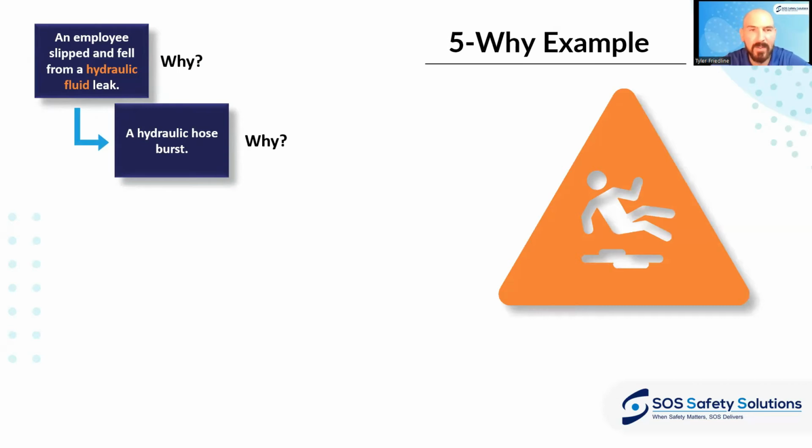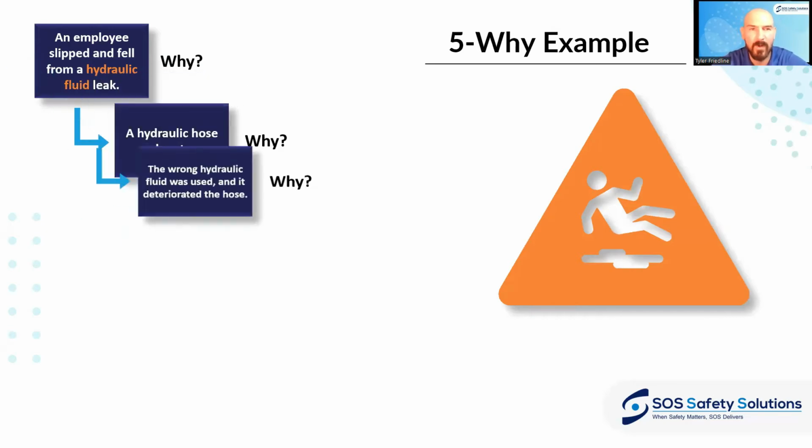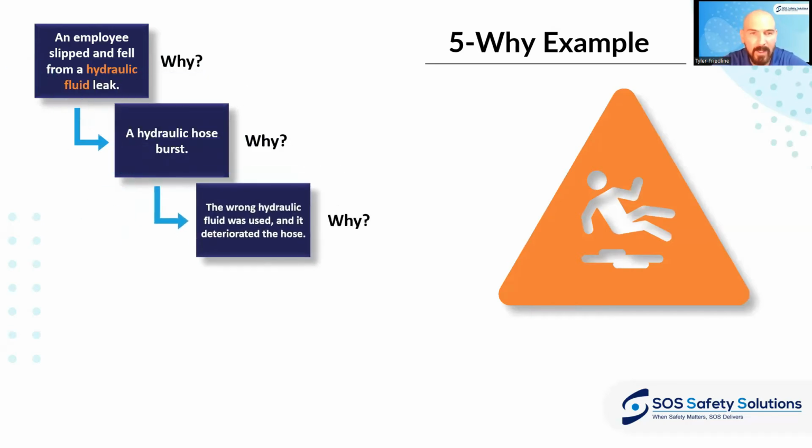And you can imagine the corrective action there. They just replaced the hose, but they didn't ask why the hydraulic hose burst in the first place, right? So a little further, it turns out that our mechanic actually used the wrong fluid and it deteriorated the hose, right? So you might be able to get an even better corrective action there. Perhaps, train all maintenance techs on the proper fluid to use. That's going to help prevent it in the future even more, right?